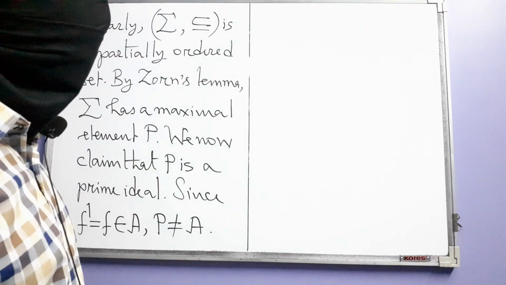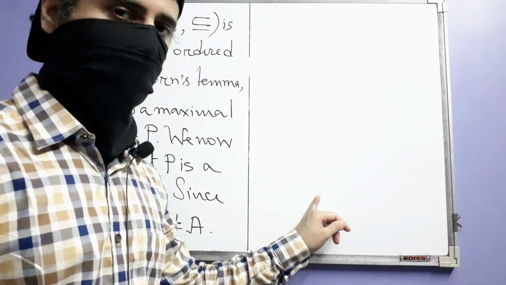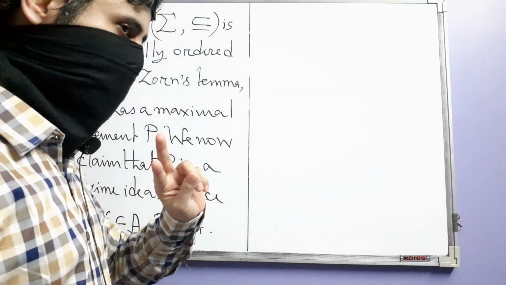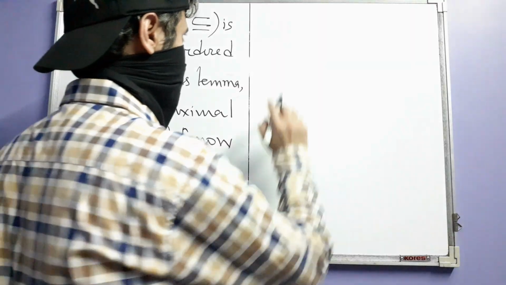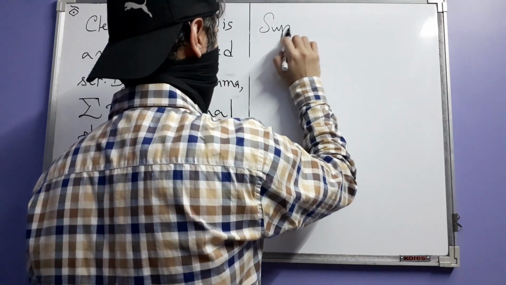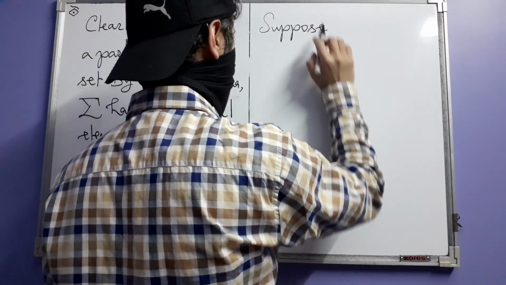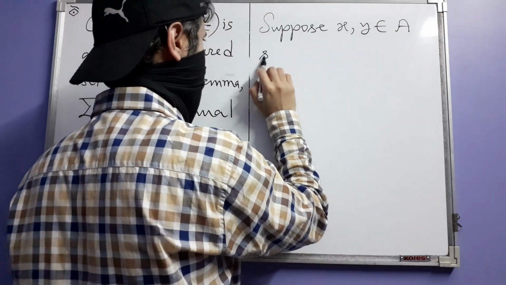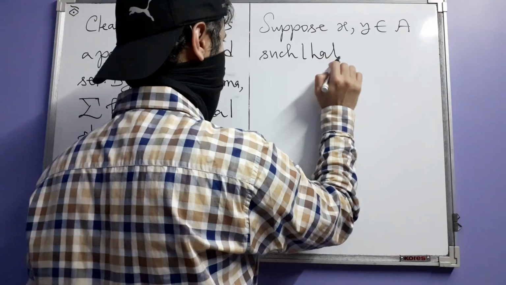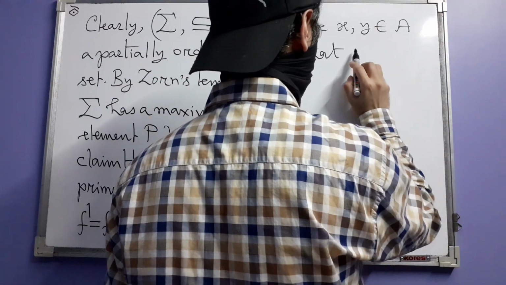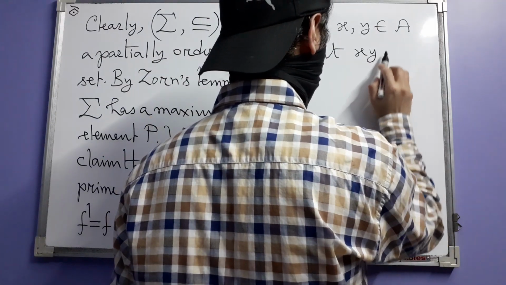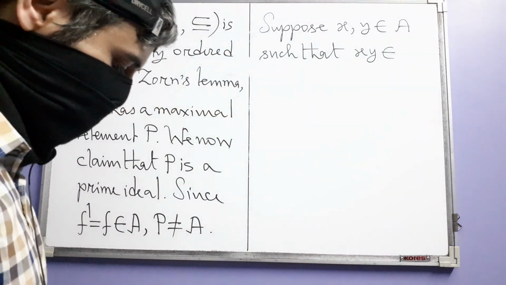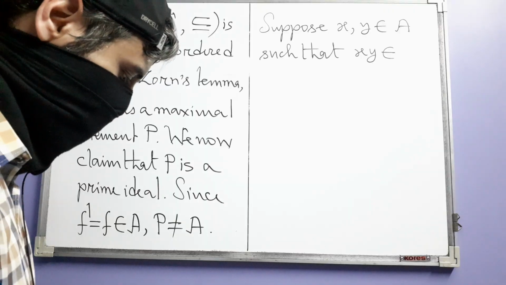Next, we have to prove that if the product of two elements in A belongs to P, then at least one of them belongs to P. But here also, we will prove the contrapositive. Suppose X and Y be two elements in A such that X, Y, well, yeah, this part is really very confusing. I am also getting confused.